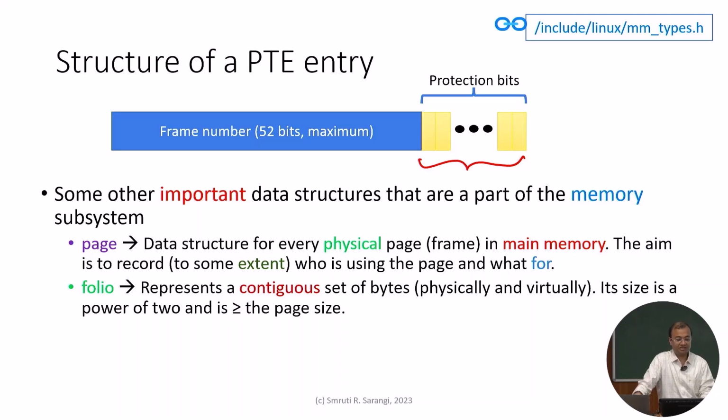And we are clearly differentiating in this case between a frame, a physical page, and we'll introduce a new term, folio. So a frame is a 4 KB region in physical memory, that's all. But what is stored there is actually a physical page.